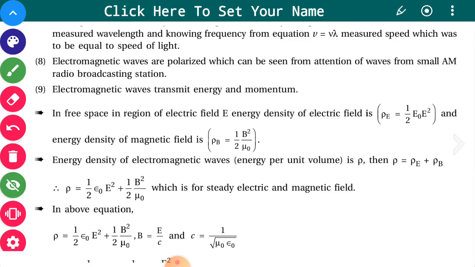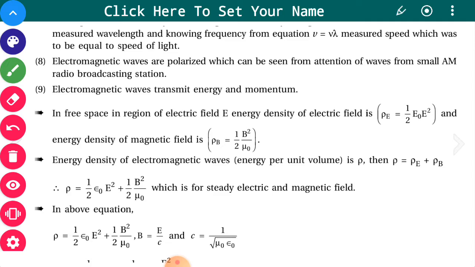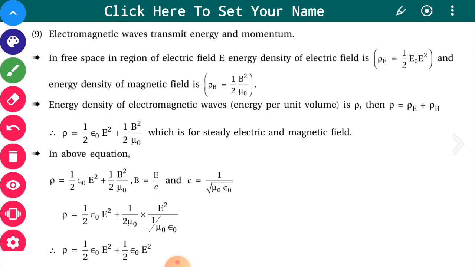And this chapter is having only 4 marks weightage. So 2 marks will go in MCQ. So there will be a question of 2 marks, small numerical, or we can say these properties which we are discussing right now. Now electromagnetic waves transmit energy and momentum.